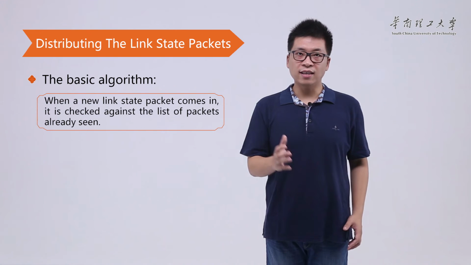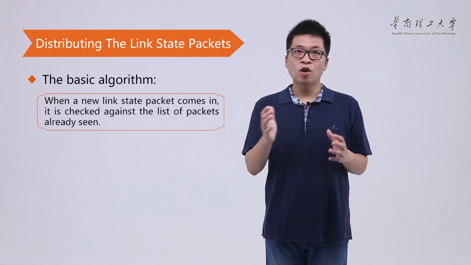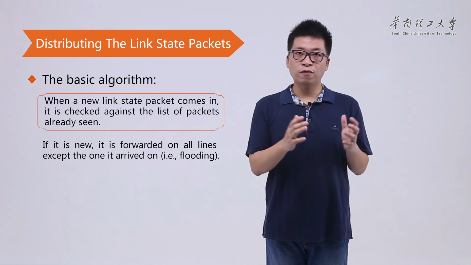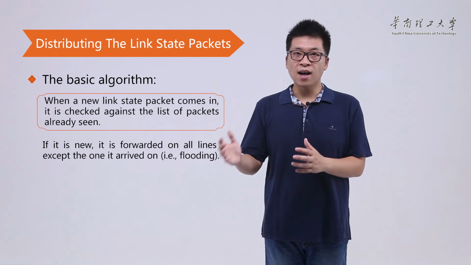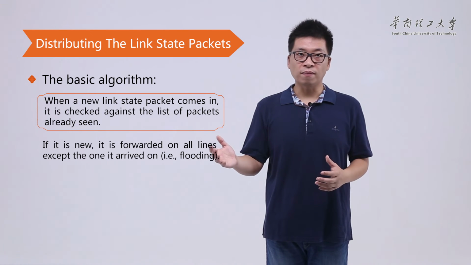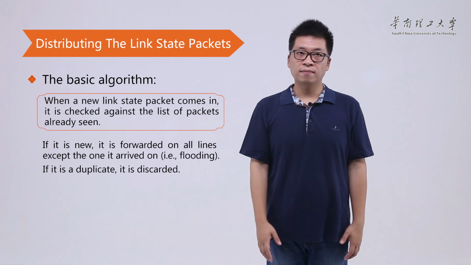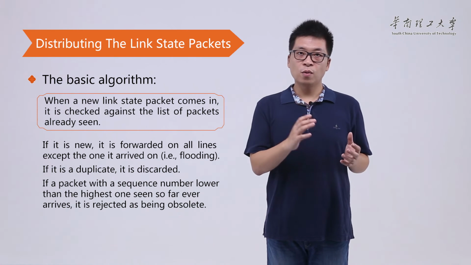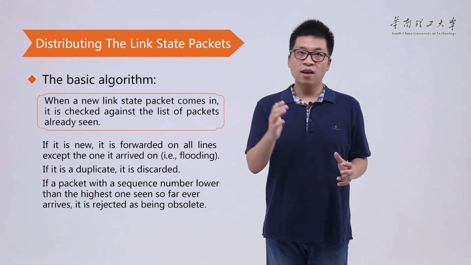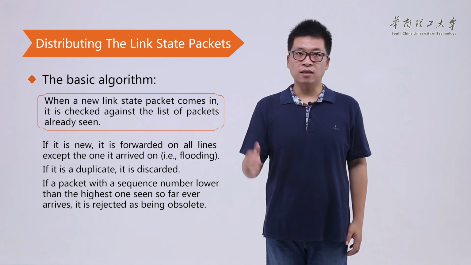When a new link state packet comes in, it is checked against the list of packets already seen. If it is new, it is forwarded on all lines except the one it arrived on; that is flooding. If it is a duplicate, it is discarded. If a packet with a sequence number lower than the highest one seen so far ever arrives, it is rejected as obsolete.